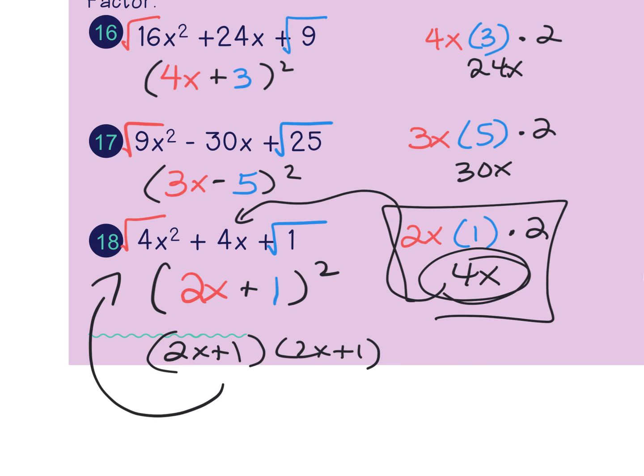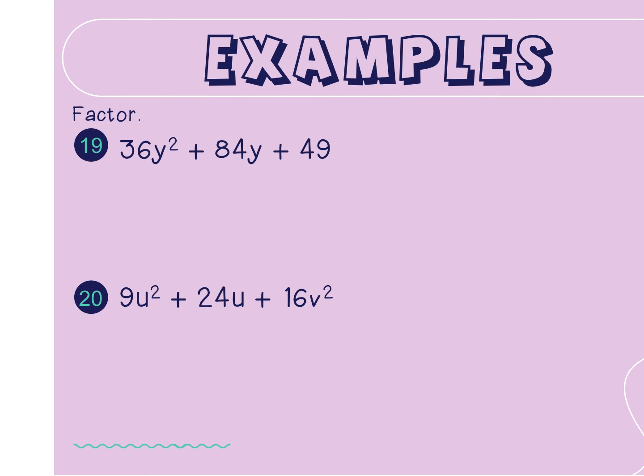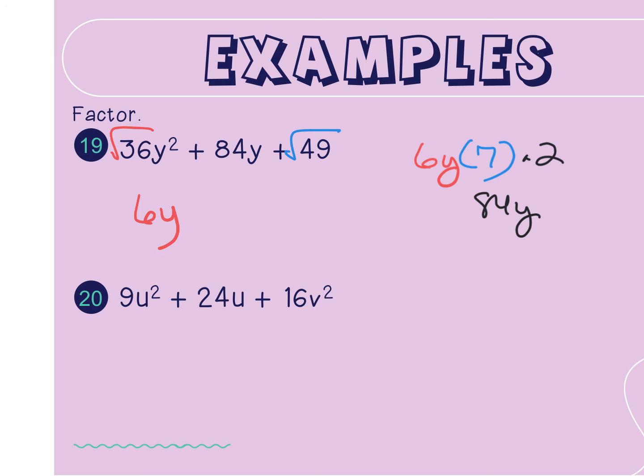Let's try two more examples and we're done. Next one, I'm going to square root the first term, square root the last term, and then I'm going to double it. So square root of 36y squared is 6y. Square root of 49 is 7. I'm going to double it, and I get 84y, which is what's in the middle. So 6y, and then square root of 49 is 7, same sign that's in the middle, and it's squared.